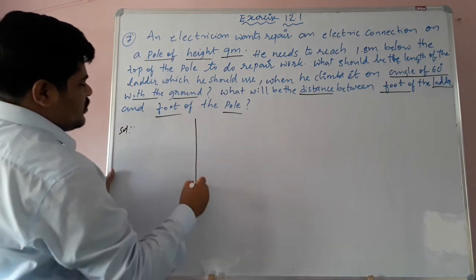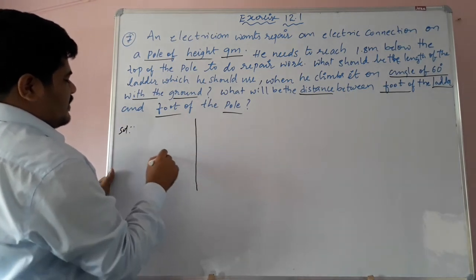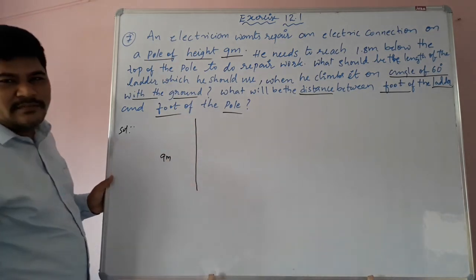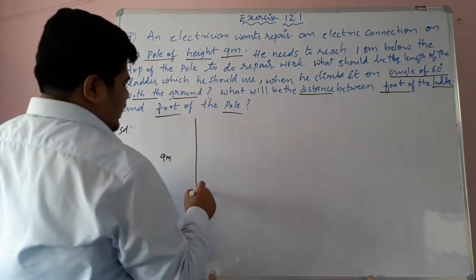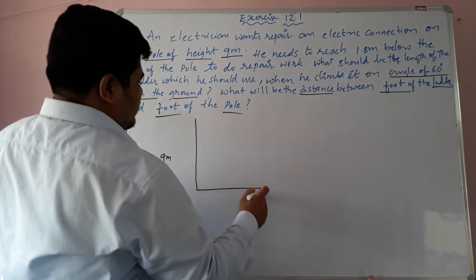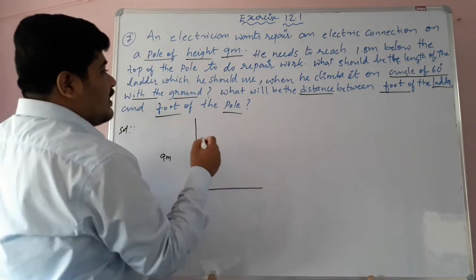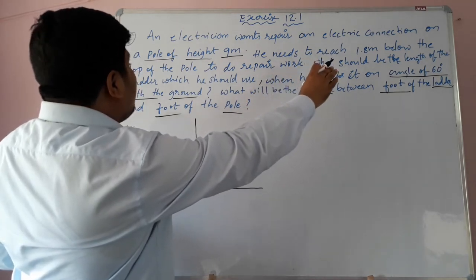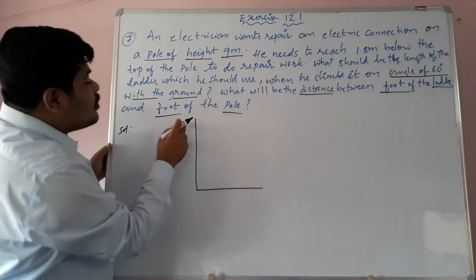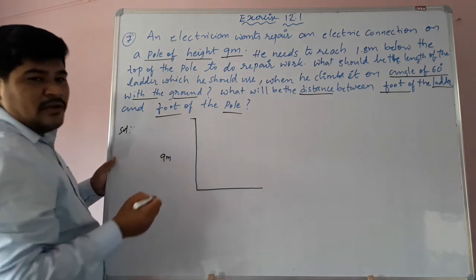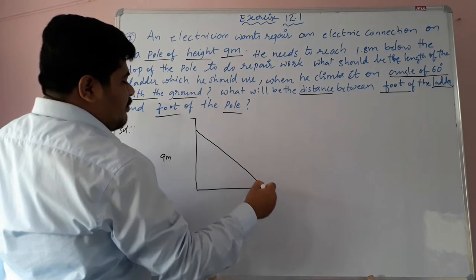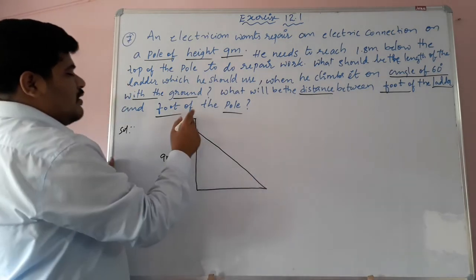So this is a pole, students, of height 9 meters, suppose. So the total height of this pole is 9 meters. And what happened, from some distance he is using one ladder, this is the ladder, and there he needs to reach 1.8 meters below the top of the pole. This is the top of the pole, so he is reaching 1.8 meters below the top of the pole.